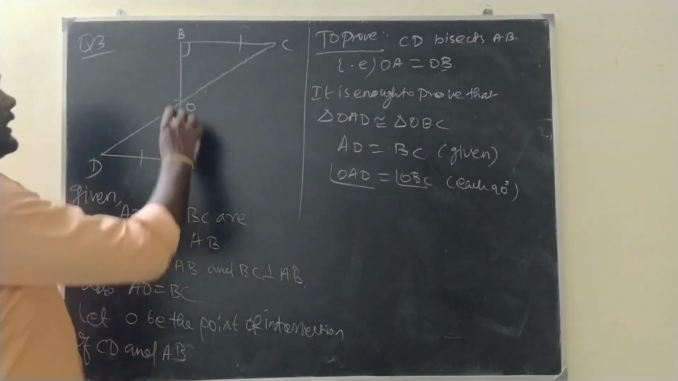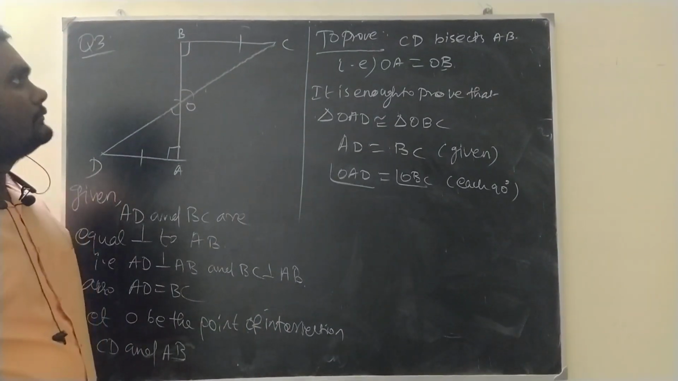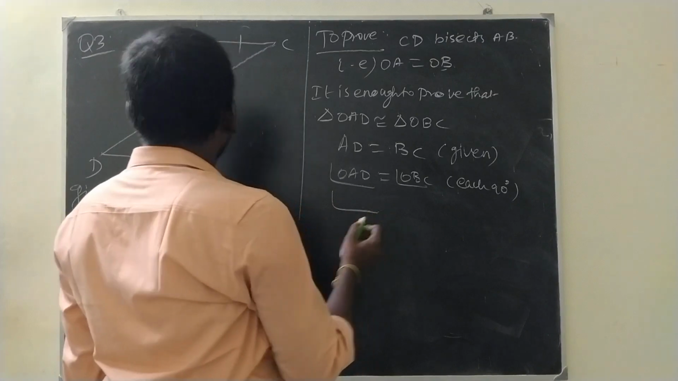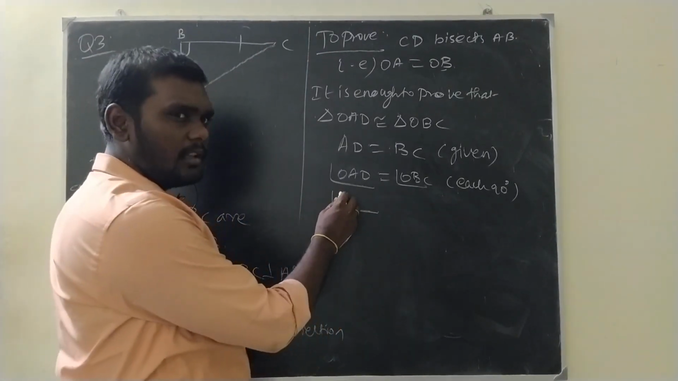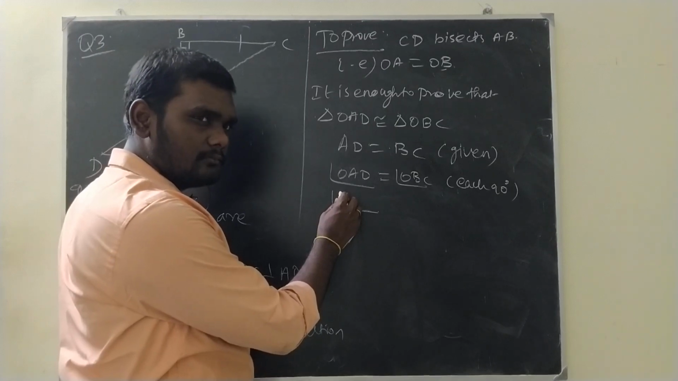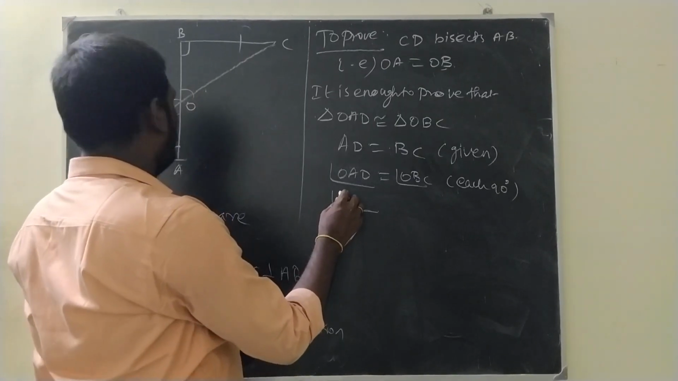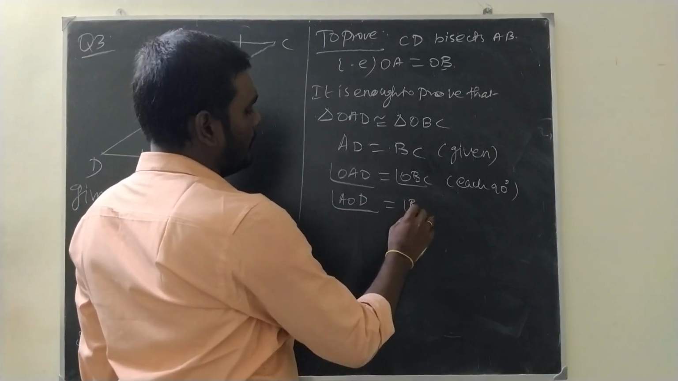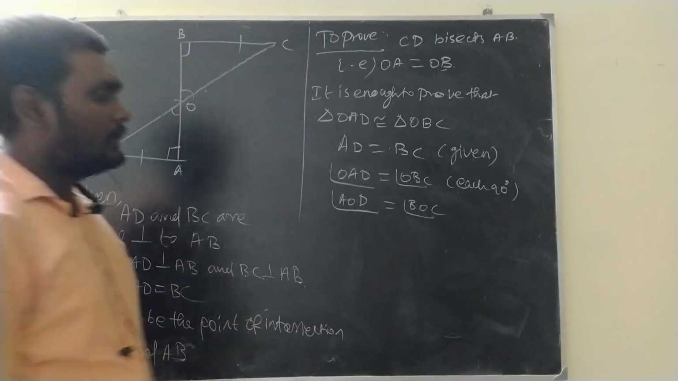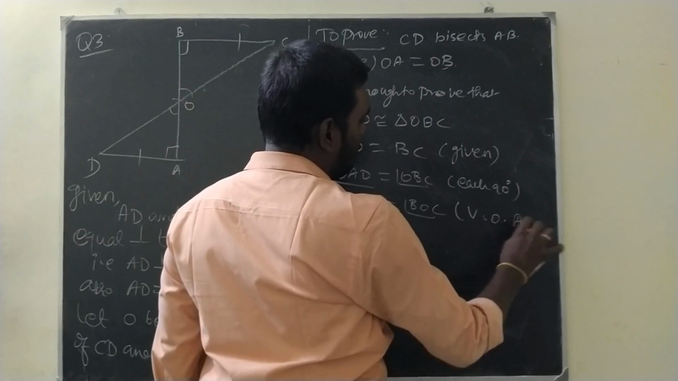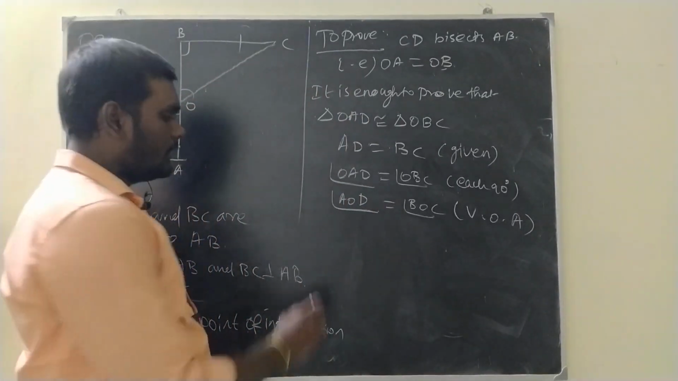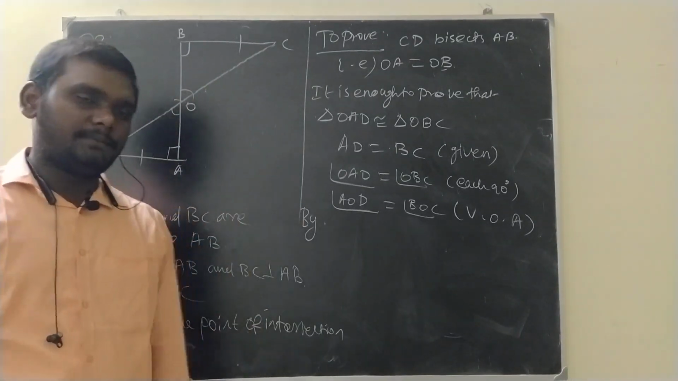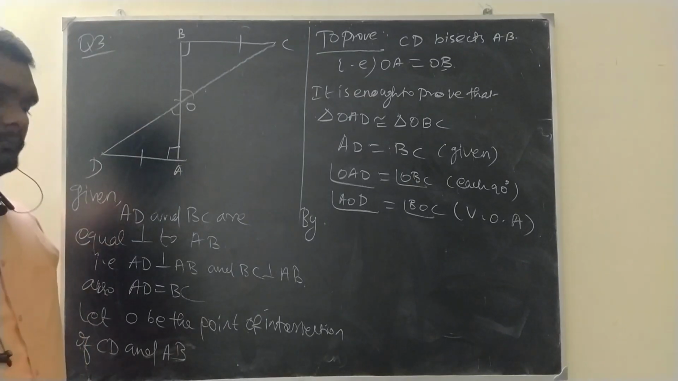In short, use vertically opposite angles. So angle AOD is equal to angle BOC. The reason: they are vertically opposite angles. Then by what congruency? Here only many people will commit mistakes. Is it ASA or AAS? AAS.